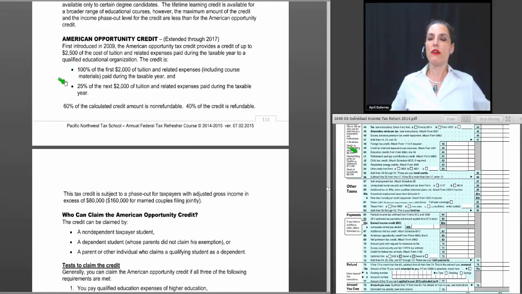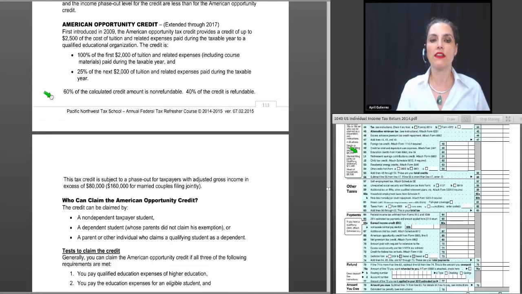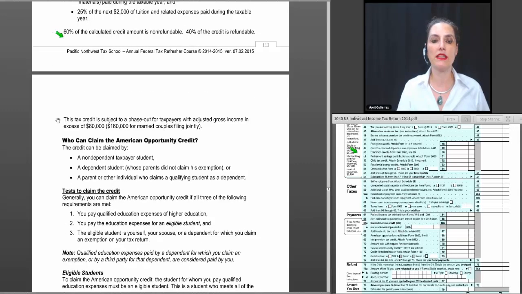The American Opportunity Credit, as it sits today, has been extended all the way through 2017. These are the rules in place from now through 2017. It was first introduced in 2009, and it provides a credit of up to $2,500 of the cost of tuition and related expenses paid during the taxable year to a qualified educational organization. The credit is 100% of the first $2,000 of tuition and related expenses and 25% of the next $2,000 of tuition and related expenses. 60% of the calculated credit is non-refundable and 40% is refundable.